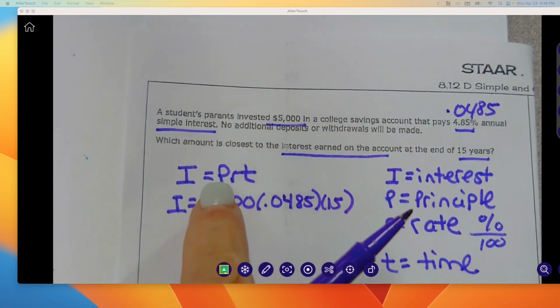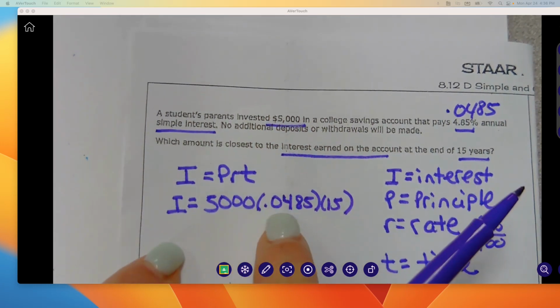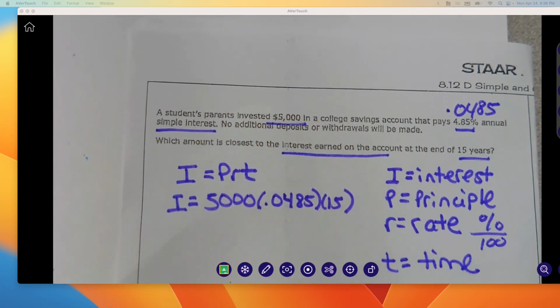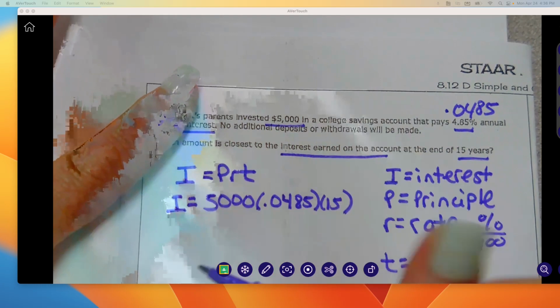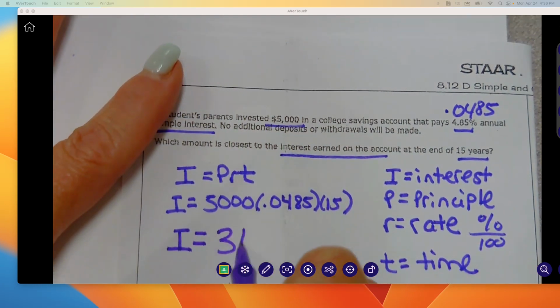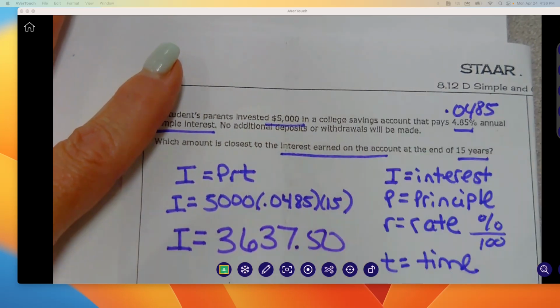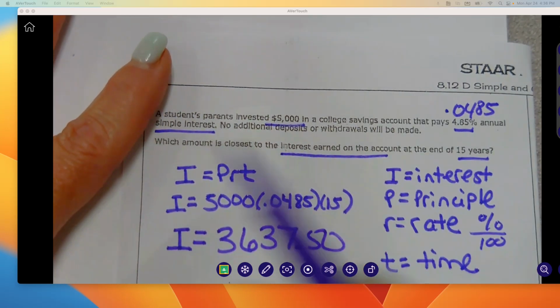Okay. Remember, when they are side by side like this, that means multiplication. So when I put this in Desmos, I'm going to multiply. Or remember, just put it in with the parentheses. Okay. So when I put all of this into Desmos, I get I is equal to $3,637.50. Okay. Let's go back and see if this is what we're supposed to find.